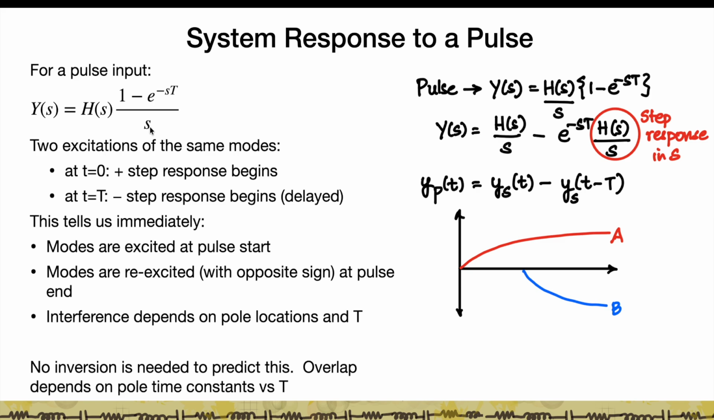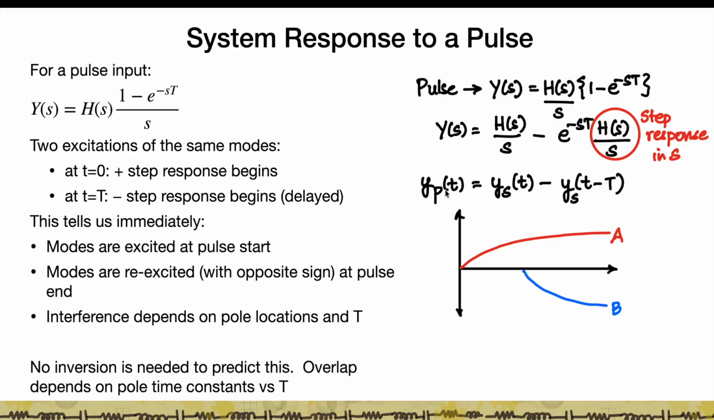And this is where the structural thinking becomes powerful. Rewrite it as H(s)/s minus e^(-sT) H(s)/s. Now H(s)/s is the s-domain expression for the step response. So what does this mean?